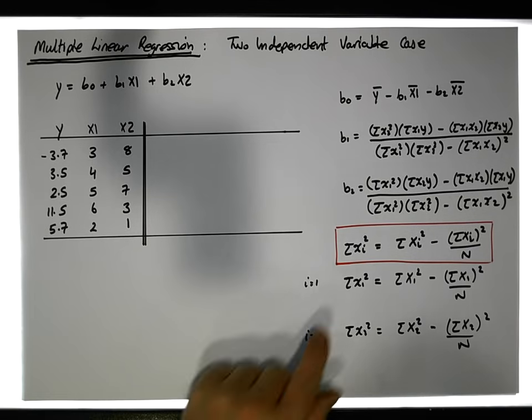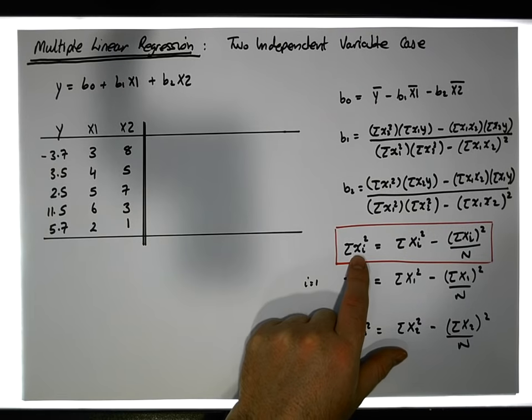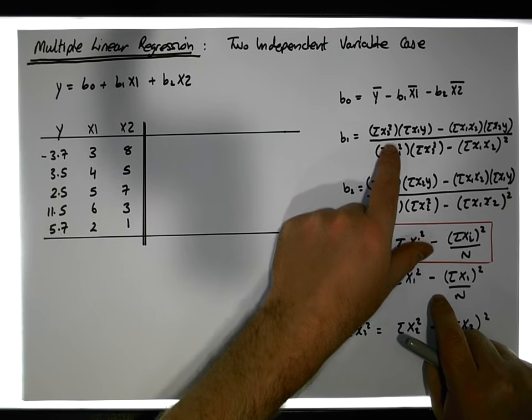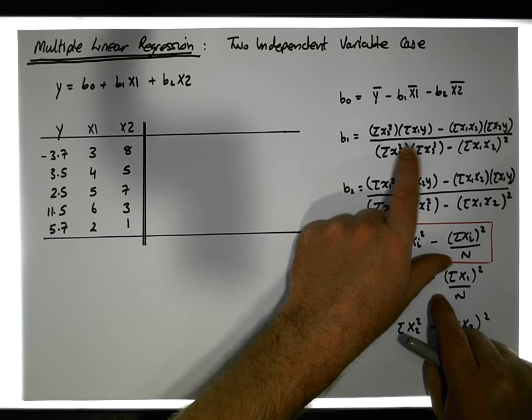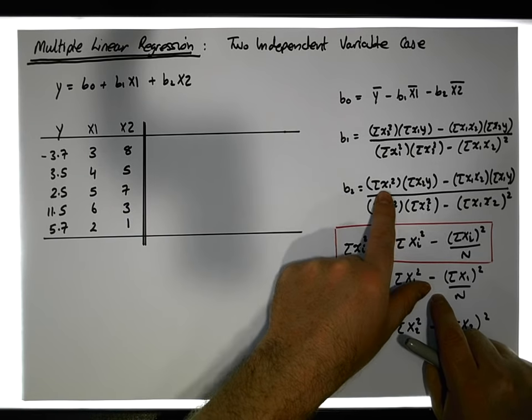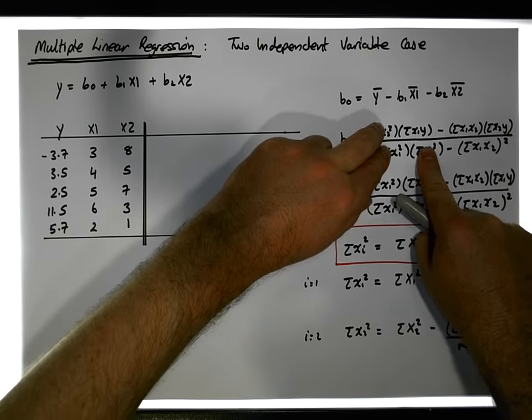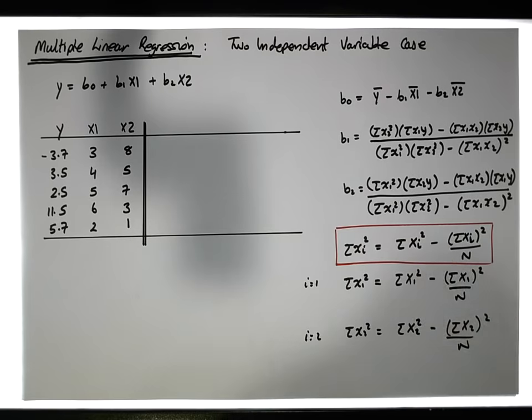So what we're able to do with this particular formula is to calculate this value, this value, this value, this value, this value, and this value. So we've got nearly a third of the formula done just with that formula.